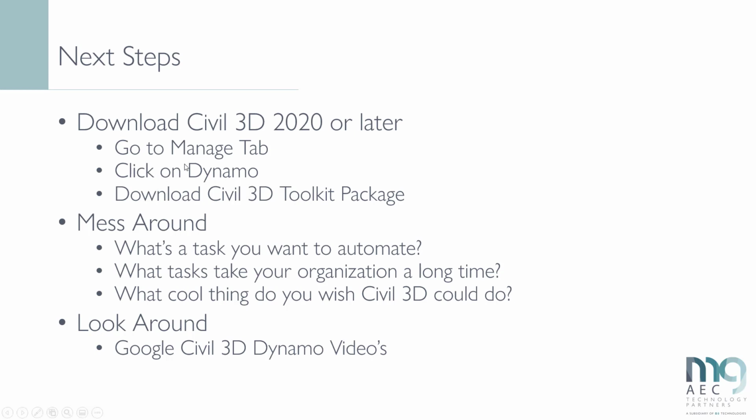And then you just go to that Manage tab, click on Dynamo, and download that Civil 3D Toolkit package. So you do these steps up here, and you're going. You're rolling. You have what you need to start doing it. And then just mess around.